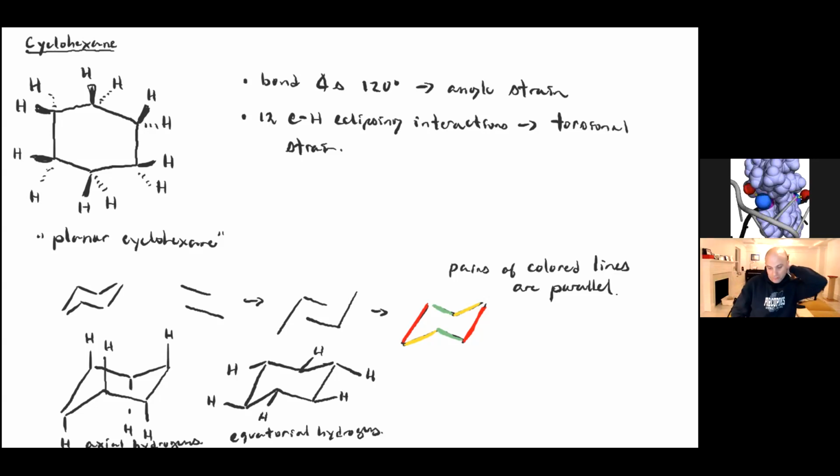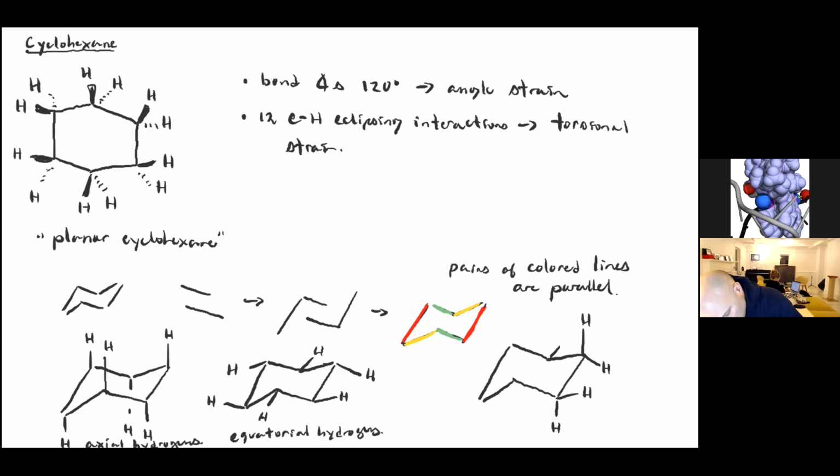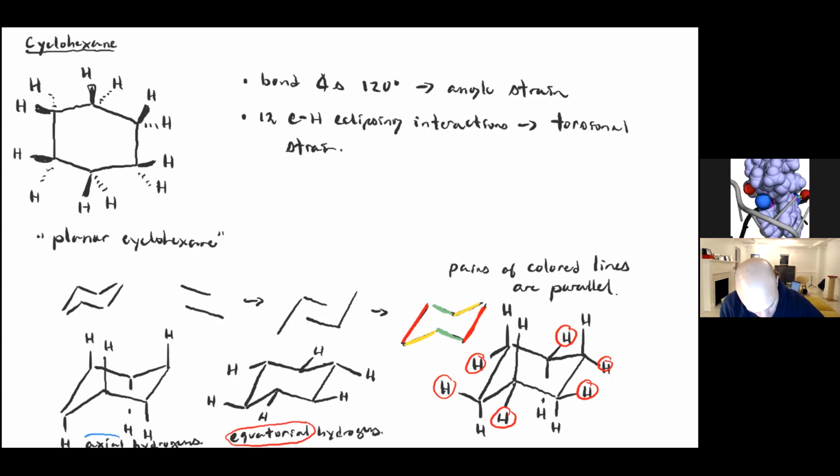Okay. And then finally, I can put it all together and show cyclohexane with all 12 CH bonds drawn explicitly. And it looks like that. Okay. And so again, just to emphasize it, the equatorial hydrogens, I'll circle in red here. And the axial hydrogens, I'll circle in blue. Okay. And so it's important to get the approximate location of these hydrogens correct.